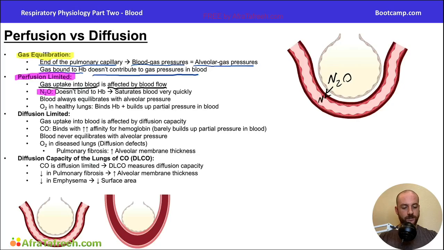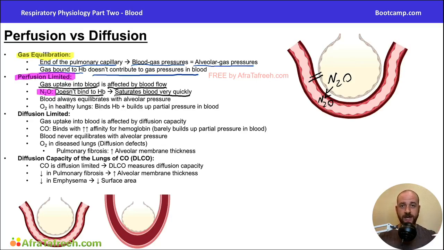And when it diffuses into the blood, it doesn't really bind to hemoglobin, and we mostly just find it in the freely dissolved form. And because it's going to be found in the freely dissolved form, it starts to exert a partial pressure right away. And because the nitrous oxide that is diffusing into the blood starts to build up a partial pressure in the blood very quickly, that means the equilibration between the partial pressure of nitrous oxide in the alveoli and in the blood is also going to occur fairly quickly. And so we have that right here. The nitrous oxide doesn't bind to hemoglobin, and as a result, it saturates the blood very quickly, or it builds up a partial pressure in the blood very quickly.